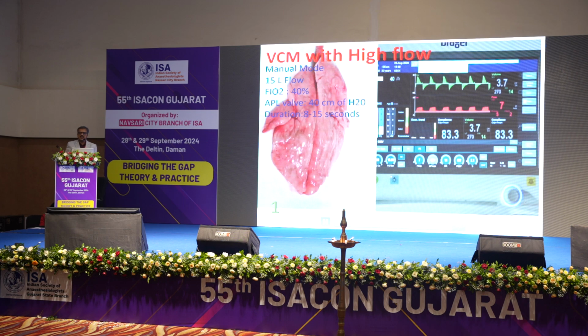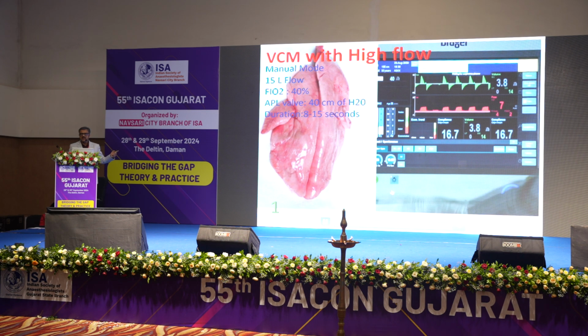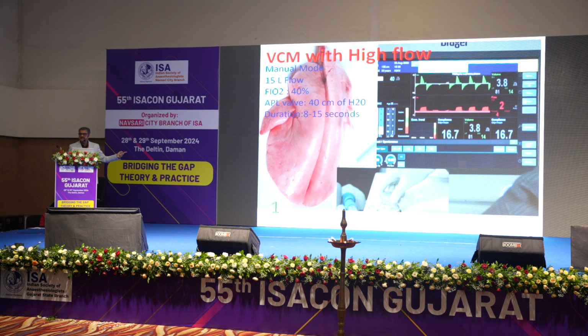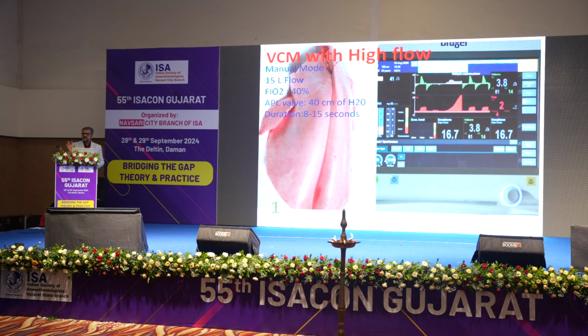This will recruit the lung completely. Look at this. I'm recruiting the lung with 40% FiO2, with 50 liters per minute flow, and keeping the APL valve at 40, and look at how the lung is expanding. No atelectasis. This is how you should open the atelectatic area. This is one way, by the manual one.